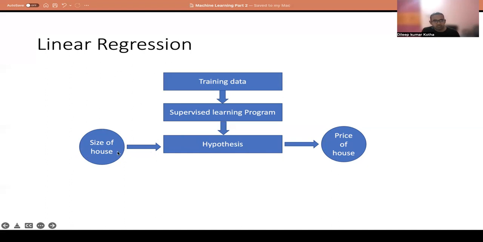So here it's a straight line. Once we give the size of the house, it should determine the price of the house. The reason it's called linear regression is that we are fitting a straight line to this. It's called linear, and regression because it's a continuous valued output.